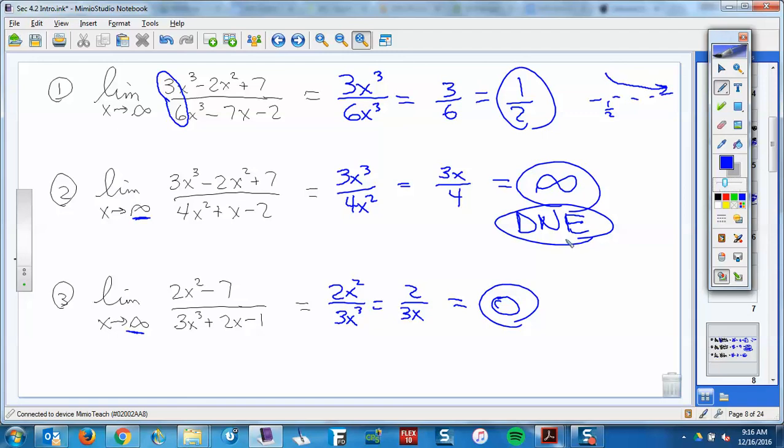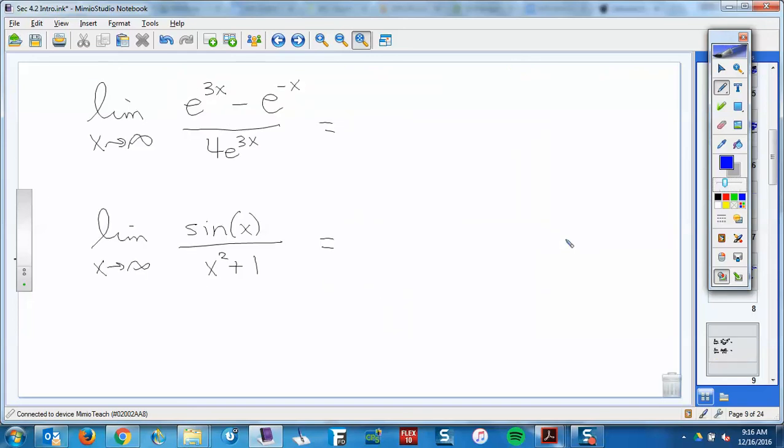Now, the problem is not all functions are going to be just x squareds and x cubes and stuff. Okay? You're going to get this kind of stuff. Okay? So let's look at these two problems. But it's the same thought process. You're still saying to yourself, what is happening as x gets really big? Right? Well, what's going to happen to e to the 3x? Well, that's going to be e to a really big number. Well, what's that going to be? Well, it's going to be a really big number, right?